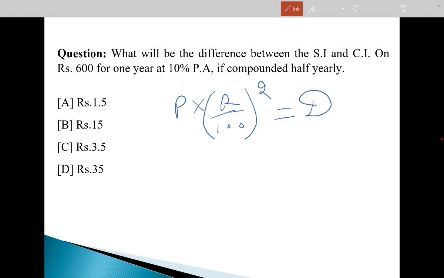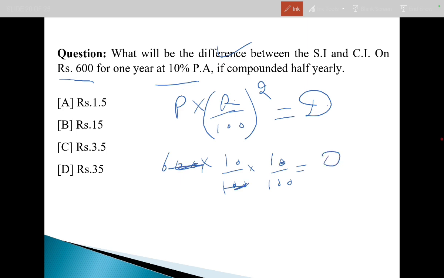Sometimes they will give you principal value and the rate of interest and ask you about the difference. Sometimes they will give you the difference value. You just need to put the value. Like in this question, what will be the difference between SI and CI on 600 rupees? Principal is given, rate of interest is given, and we have to figure out the difference. So instead of principal I will put my value. The rate of interest is 10%. Since the rate of interest is squared, we write 10 by 100 two times, is equal to the difference.